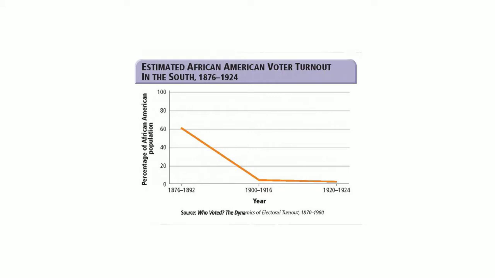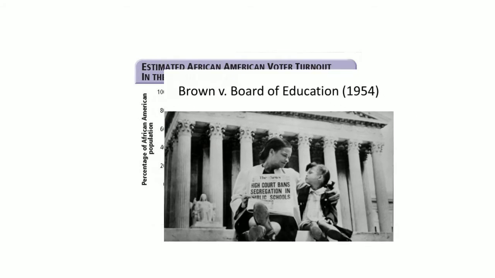And these laws had their desired effect. The goal of these laws was to restrict the voting rights and the voting power of African Americans within the South, and they effectively did so. Because you can see examples prior to these laws that African Americans were voting upwards of 60% of the population. But once these laws were implemented, voting turnout plummeted.